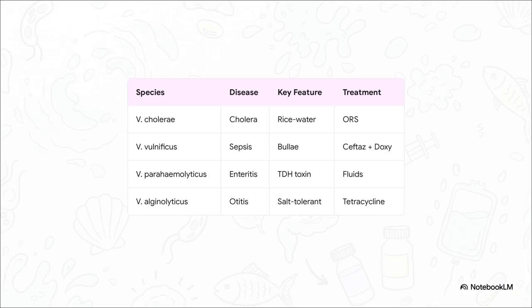Next, V. vulnificus, causes sepsis and wound infections. Keep an eye out for hemorrhagic bullae and high risk in iron-overloaded patients, and treat it aggressively with ceftazidime and doxycycline. Then, V. parahemolyticus causes gastroenteritis, driven by that TDH toxin from undercooked seafood, mainly treated with supportive fluids. And lastly, V. alginolyticus causes local ear and wound infections, stands out as the most salt-tolerant Vibrio, and is easily treated with tetracycline. Got all that?